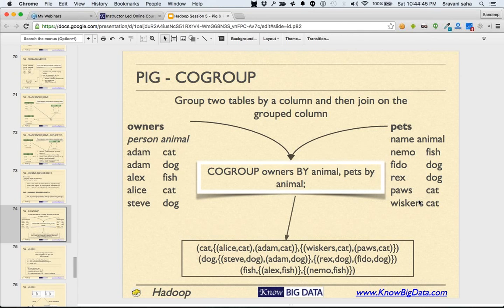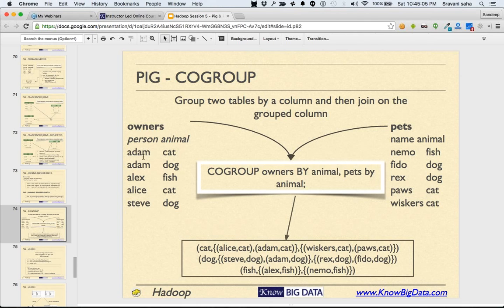Because if you first join the two data sets, then it will anyway sort the data based on the same column, right? And then when you say group by, it will again sort the data. Therefore, there are two sorts. So it's generally advisable to use co-group if you foresee this kind of circumstance.